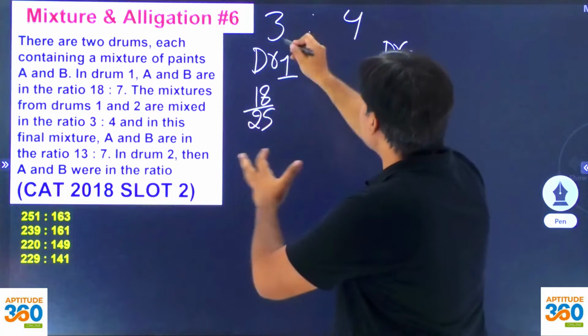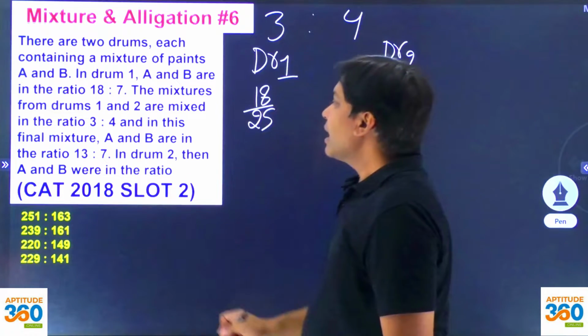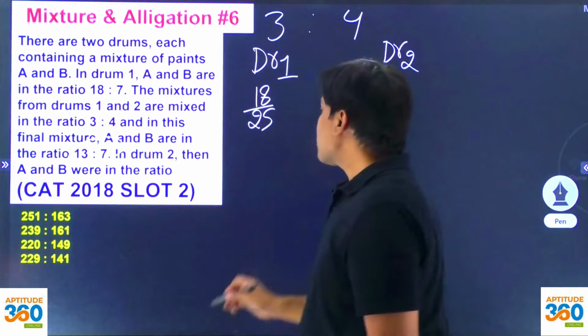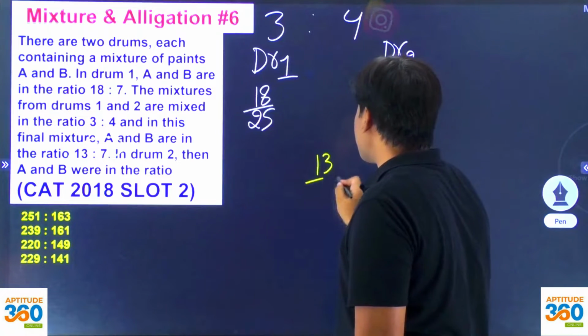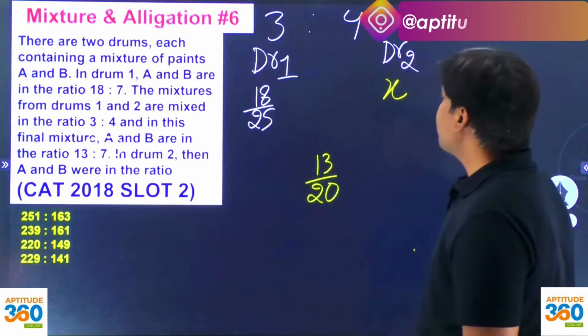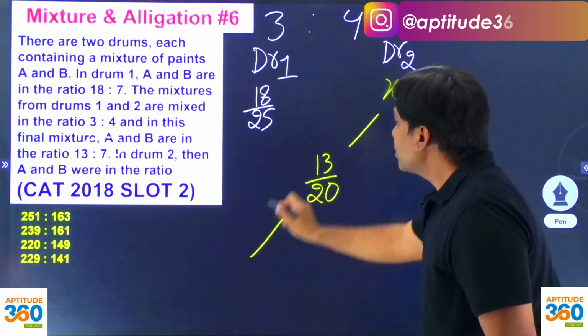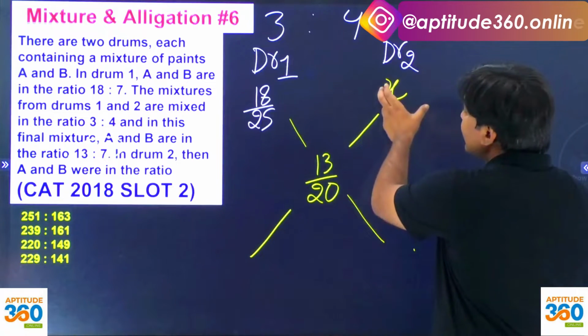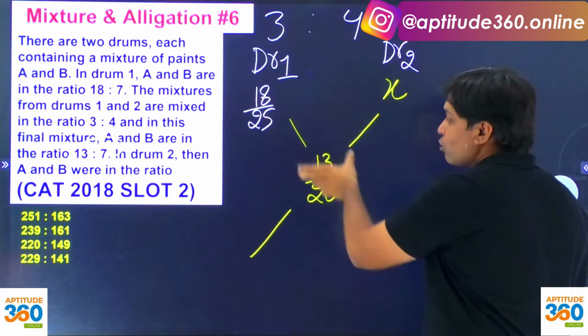And if you mix them in 3:4 ratio, then in the mixture A and B are in the ratio of 13:7. So in the mixture, you should be writing 13:20. Did you understand this? And if that is the case, first you should be able to find out. अब यहाँ पे तो ये पता ही नहीं कि x बड़ा है या छोटा है, तो बट यहाँ से तो आप कंपेयर कर सकते हो.